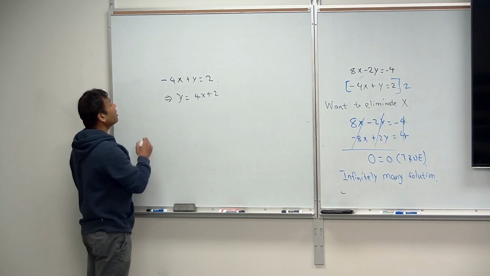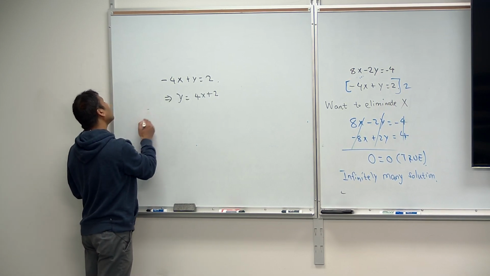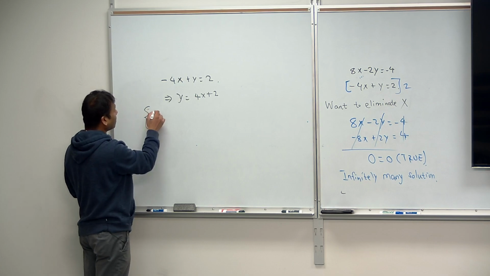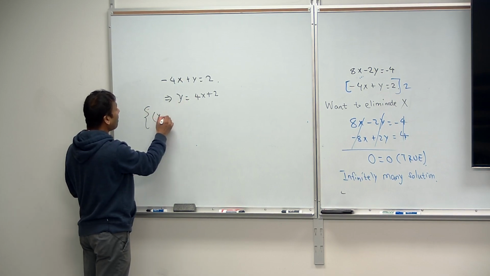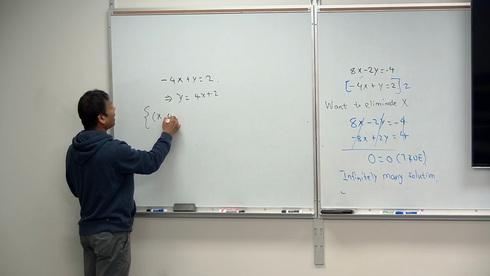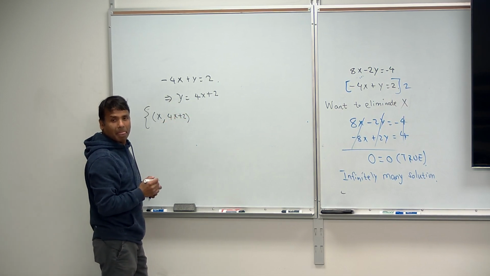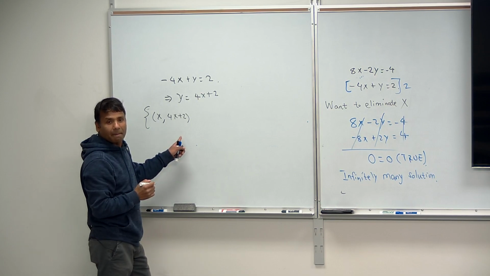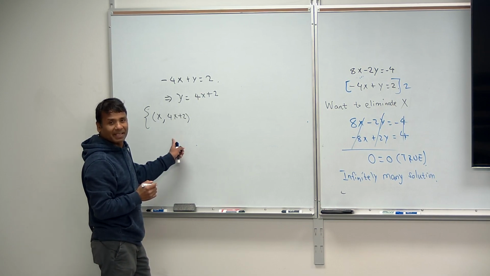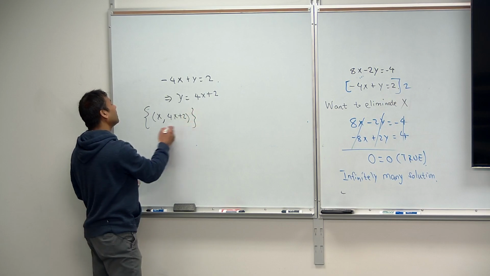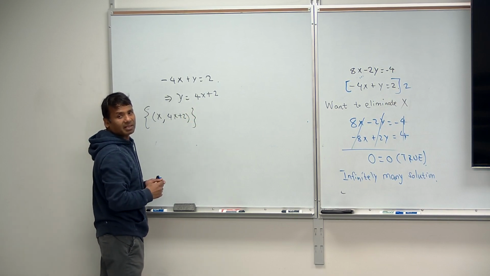Right? And so the solution is x comma y. What is the value of y? 4x plus 2. Does that make sense? Are you with me? This is the solution. This order is where the word solution comes from.